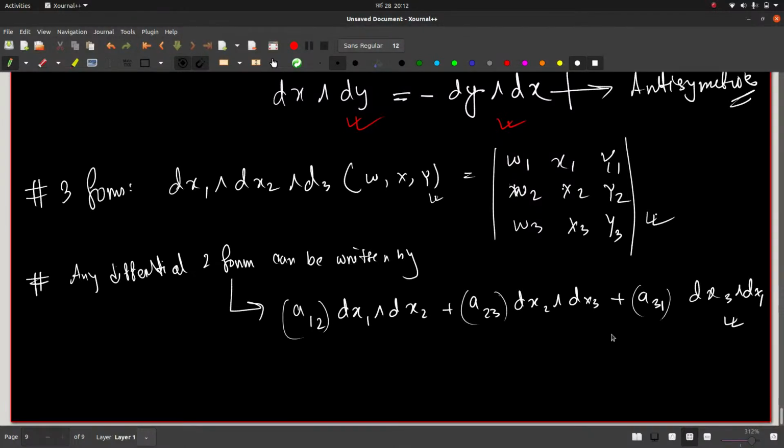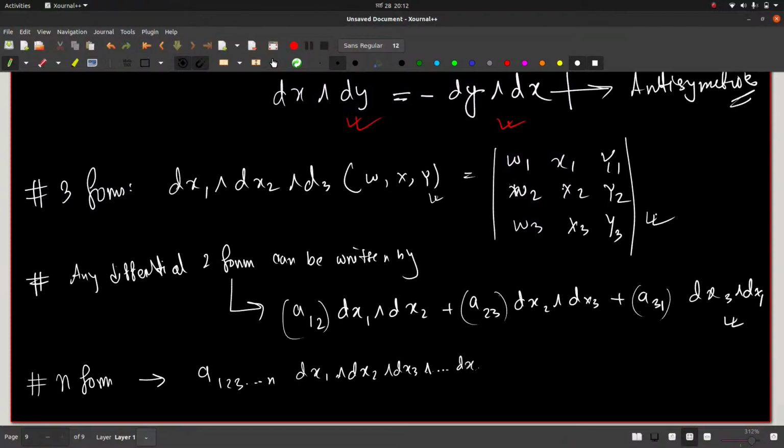And if you are working with, let's say, n forms, that's the thing we wanted to see. If you are working with differential n forms, any general n form can be written as the following. Okay, I shouldn't give the summation symbol right now. So let's say a12...n dx1 wedge dx2 wedge dx3, obviously there is a wedge, up to dxn, and there will be some cyclic terms like this.